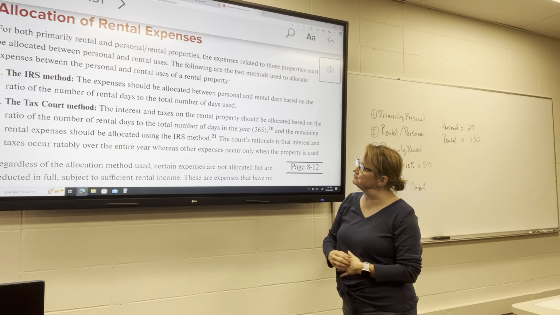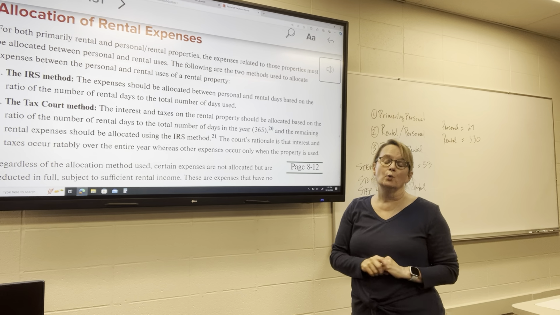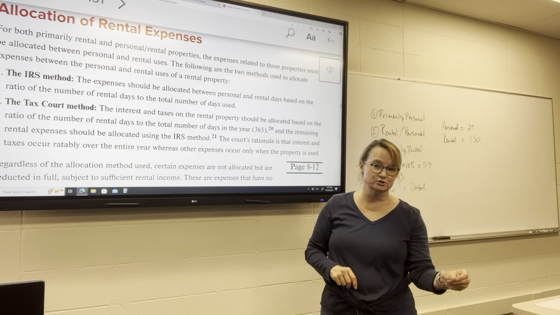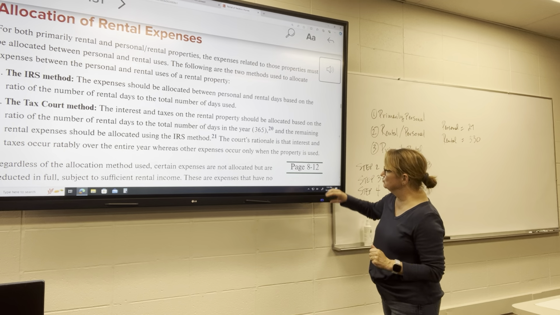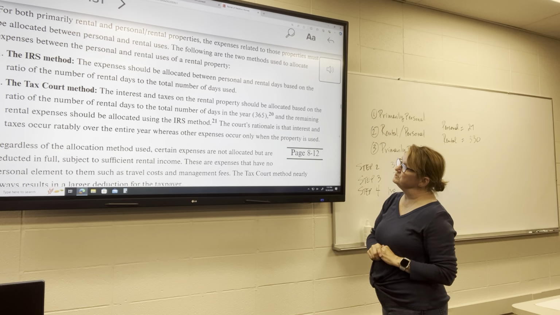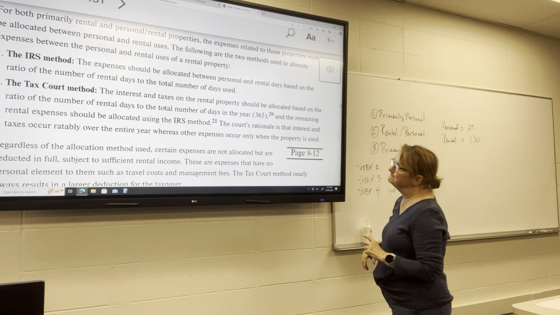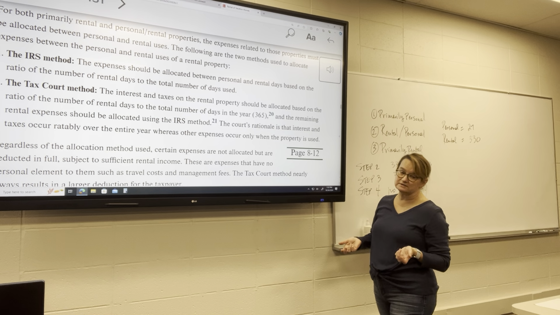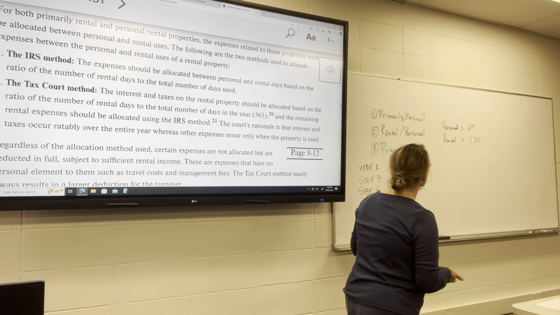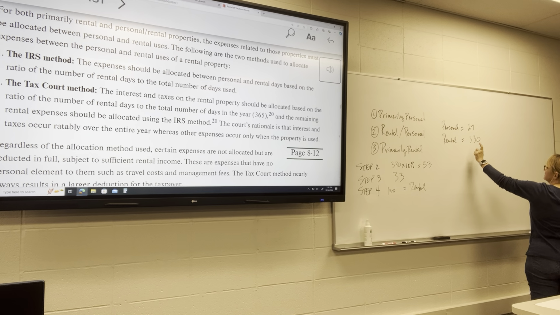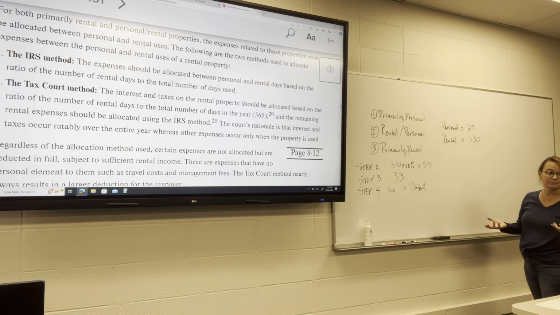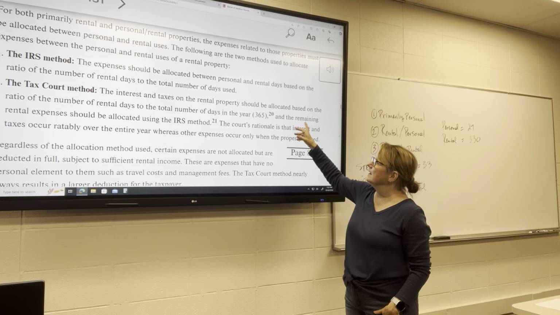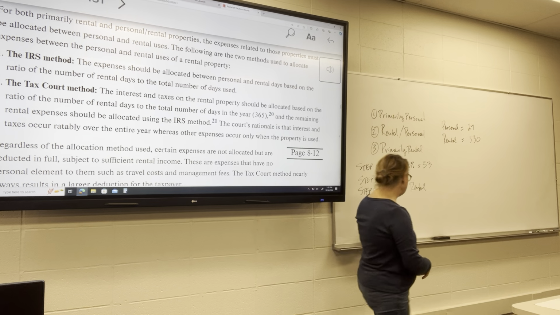So there are a couple of different ways of how we allocate expenses when we've got one property that's been used for multiple purposes during the year, partially personal, partially rental. We've got the IRS method. Expenses are allocated between personal and rental days based on the ratio of the number of rental days to the number of days used. So these are all of the expenses, everything. If we used it personal for 26, rental for 330, then we would have to take the proportion of rental days to the total number of days used. So we would have to add these two together.